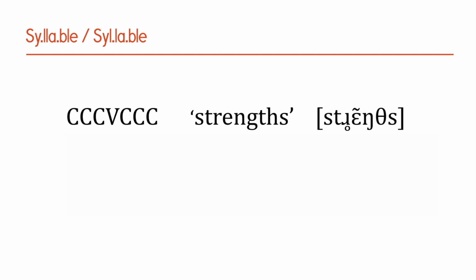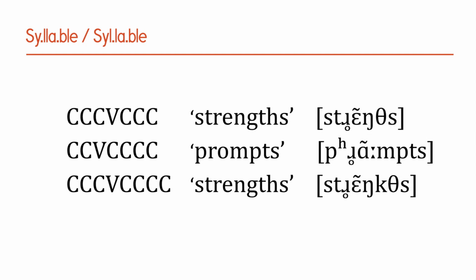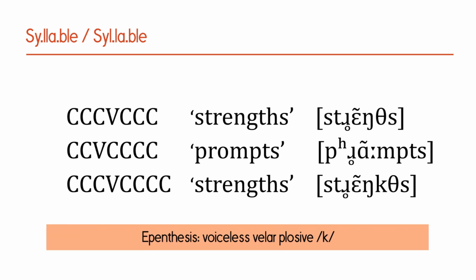strengths. But I can give you the word prompts. This is actually pronounced like this, strengths. So although technically it should be this one, there is an epenthesis of k here, strengths, but it is often pronounced strengths. And it's very rare, honestly, this is very rare. Okay, so I have to move on from this because there's more about syllables that I want to tell you.